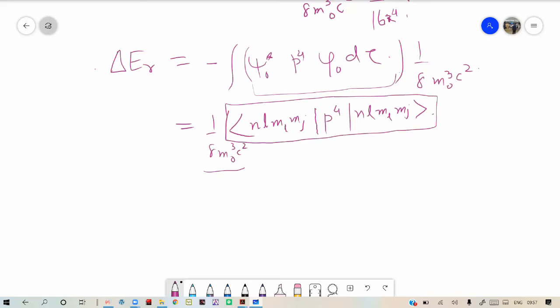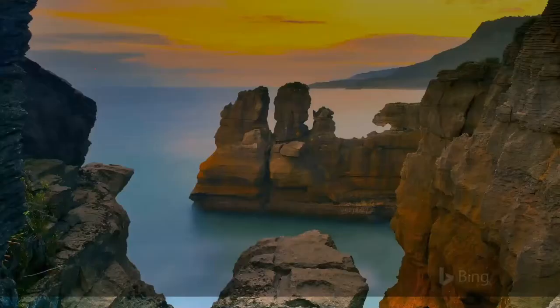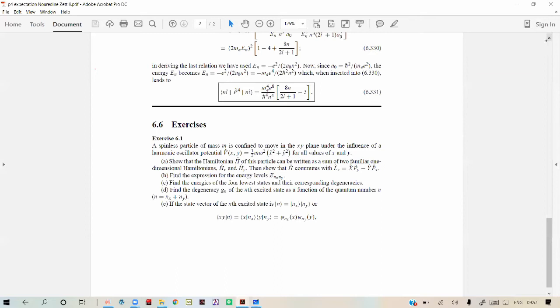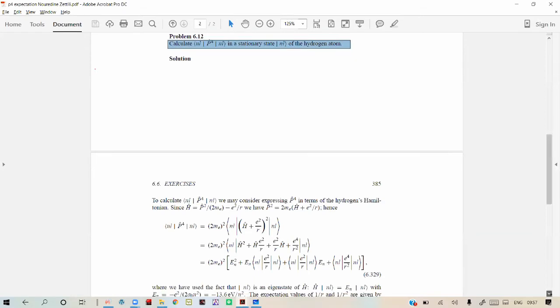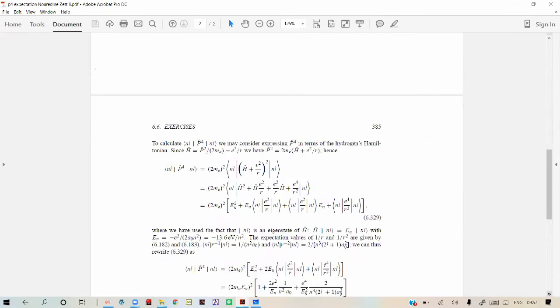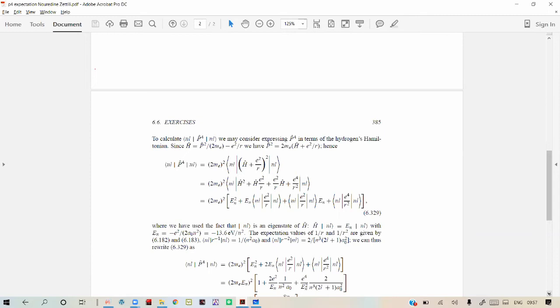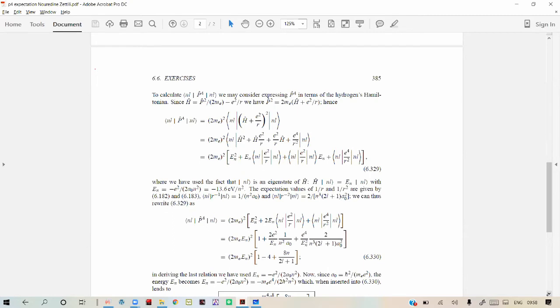Have you done this somewhere? Yes sir. So the expectation value of the p4 for the ground state wave function, a first order energy correction. I have it here, let me show it. This is it: NL p4 NL, the stationary state NL of the hydrogen atom. I will send it. It is in Zettili, if you remember, page 384 and 385.